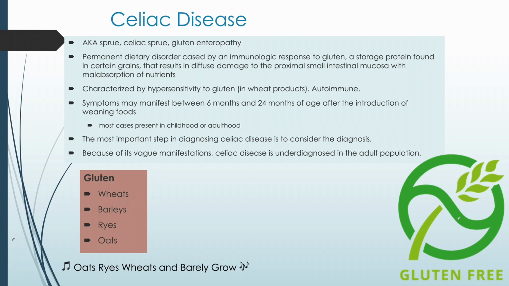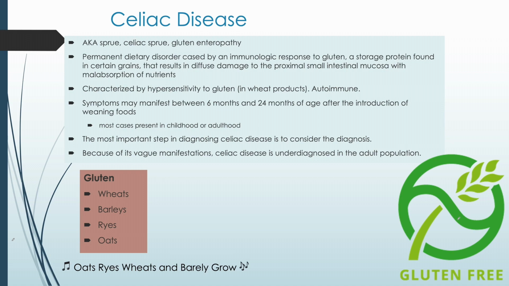It was classically or historically called sprue or celiac sprue, and it can also be referred to as gluten enteropathy. So what happens in celiac disease is it's a permanent dietary disorder. It has an immunologic, autoimmune property to it, where the patient has a response to gluten. Gluten is a protein found in grains, and it results in damage to the proximal small intestine mucosa with malabsorption of nutrients. So, hypersensitivity to gluten, which is found in most wheat products, and it's autoimmune.